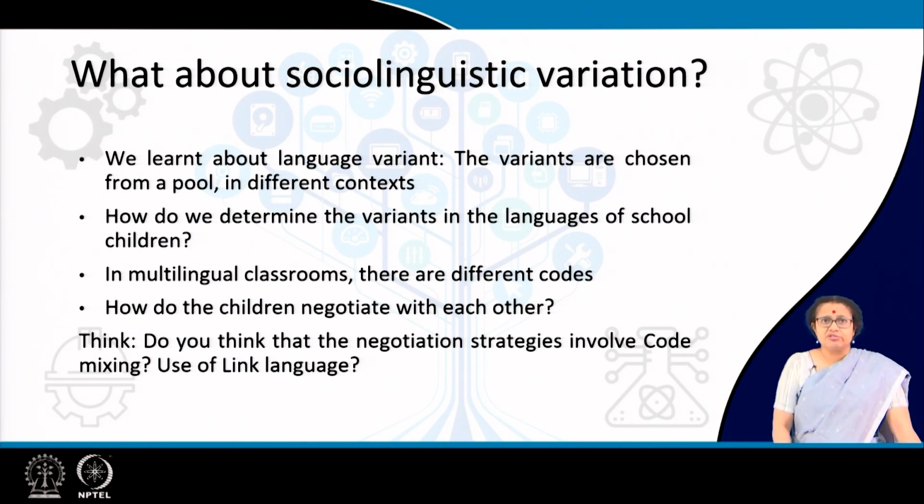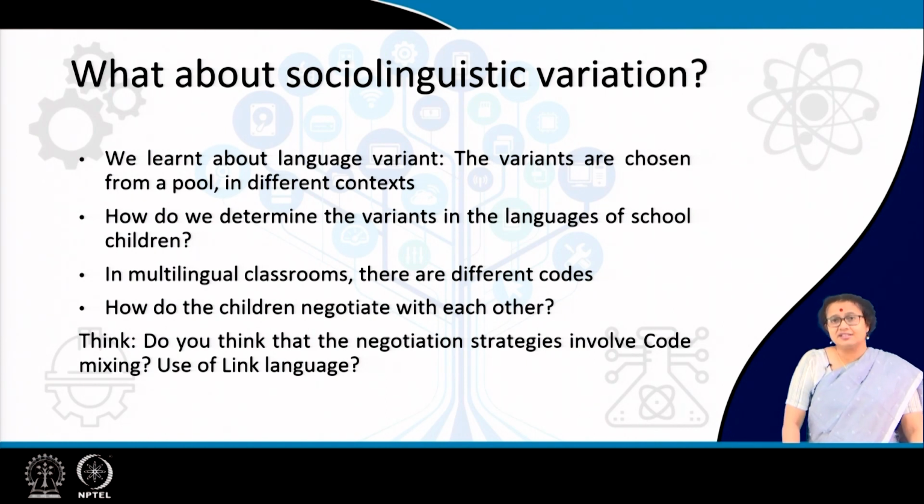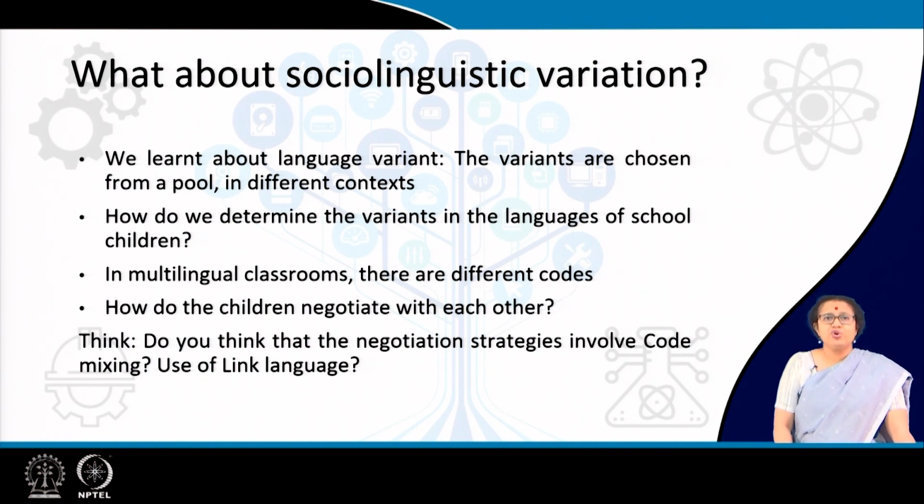So, in multilingual classrooms, there are different codes. Different codes are coming from different varieties that the children access, and if we ask this question, how do the children negotiate with each other? I hope you remembered that we did talk about negotiation earlier, when we said that code mixing and code switching has a negotiation factor. So, if we ask how children are negotiating with each other, we can think about a number of things. So, here is a question for you.